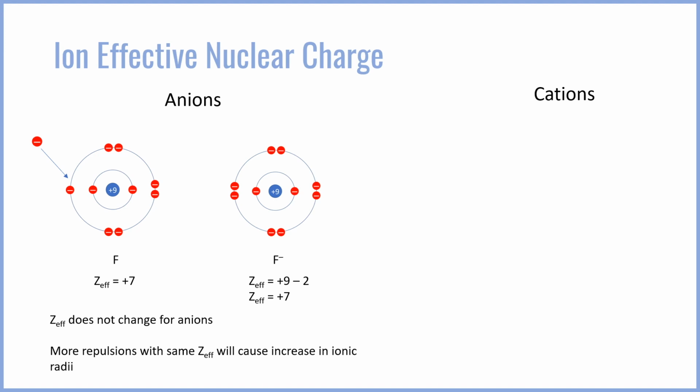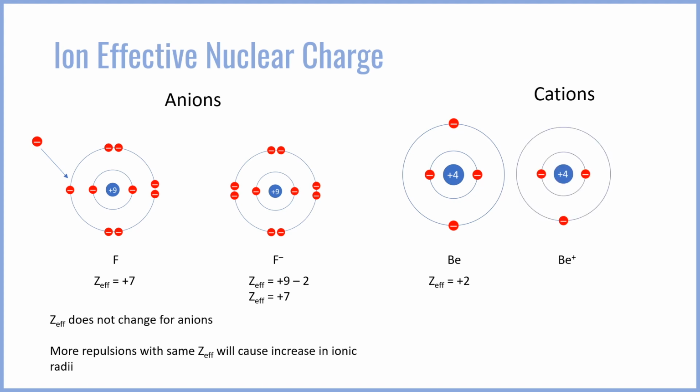If we go ahead and turn our attention to cations, we're going to see something very different. If we start with beryllium, which has 2 core electrons and 2 valence electrons, we would calculate that it has a Z effective of +2. When we strip 1 valence electron, we can see that the Z effective stays the same, just as it did for the anion, because we only affected the valence electrons.